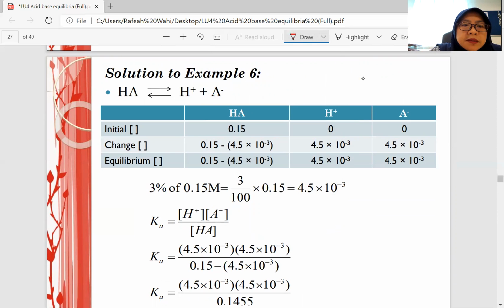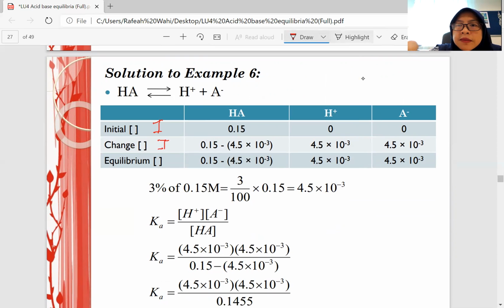We have the ice table. So for the first row, we have initial concentration. And then the second row, we have change in concentration. The final row, we have equilibrium concentration. So we substitute all the information from the dissociation reaction. Here is for the initial acid, here is for the H plus ion, and here is for the conjugate base.